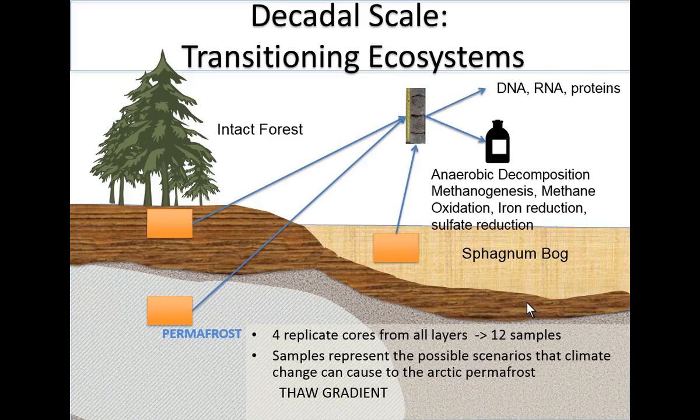But I extracted the DNA, RNA, and proteins from these soil cores that I had that looked like this. I didn't need to store them in glycerol because they were already frozen. So I just needed to saw them into smaller pieces and then freeze those samples. And then my collaborator measured anaerobic decomposition, methanogenesis, methane oxidation, and iron and sulfate reduction from the same soil cores.